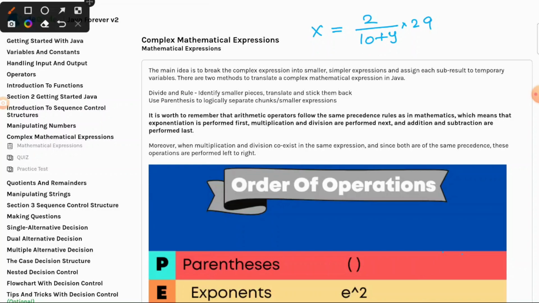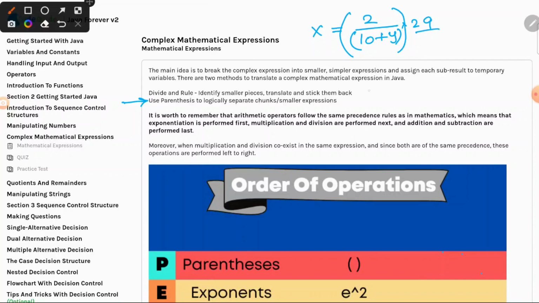So first, in simple cases, I always suggest going by the second model, which is using parentheses, and that way we don't mess up. I'm going to make a parenthesis here just to make sure that 10 plus y is evaluated together. Then I'm going to make one parenthesis on the top side to make sure that we covered the division, and then finally we do the multiplication.